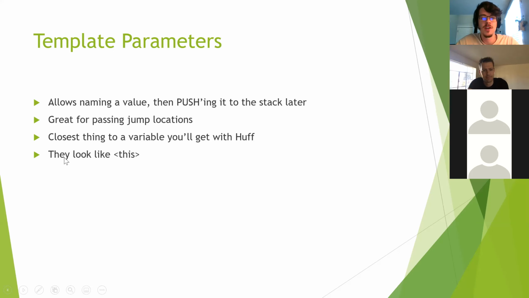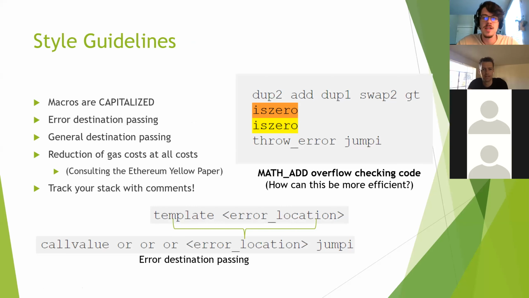They're the closest thing you'll get to a variable, and importantly, they have these little pointy brackets, or triangle braces, and that's how you know it's a template parameter rather than something else. Okay, style guidelines. This is a big messy slide, but macros are capitalized. We'll see that later. Like I said, with template parameters, error destinations and general jump destinations, it seems pretty standard in Huff to pass them as a template parameter whenever you make macro calls.